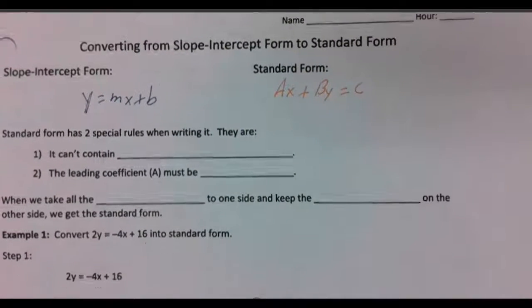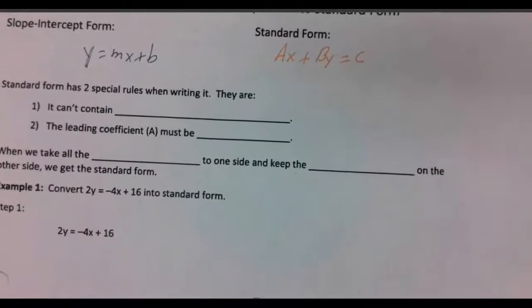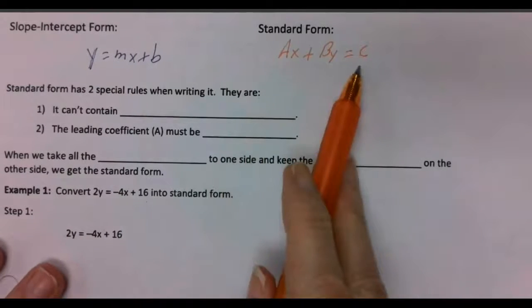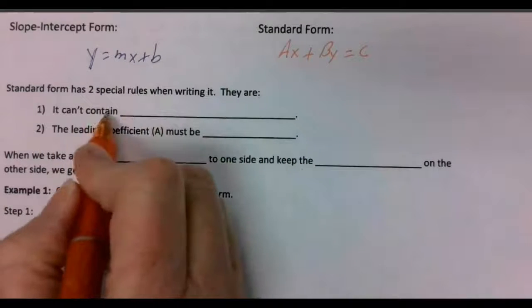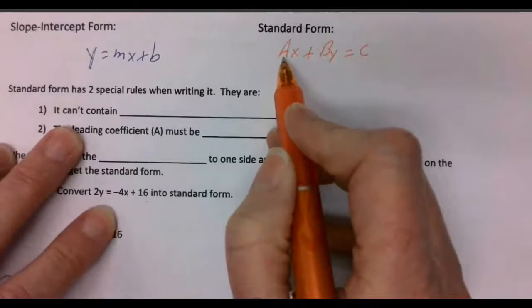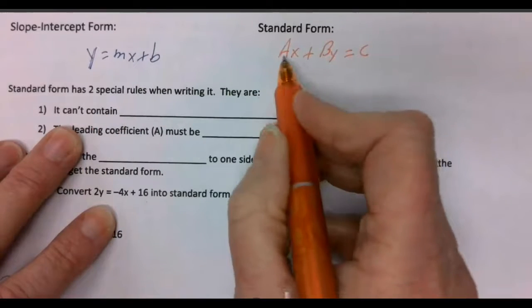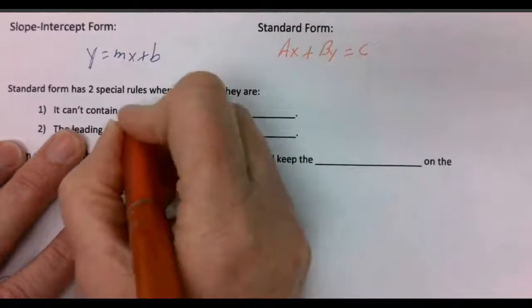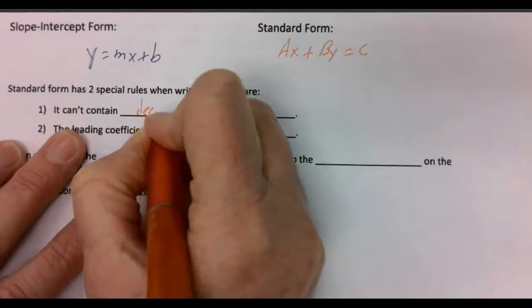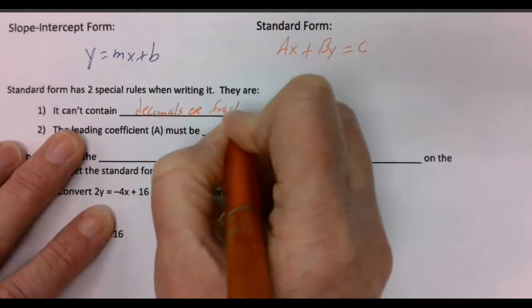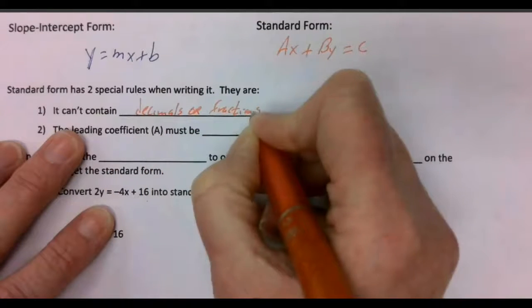Now we're going to talk a little bit about standard form, and I've alluded to this before, as far as what proper standard form is. To be proper standard form, there are two special rules. One of them is that A has to be a whole number, okay? Actually, all of them have to be whole numbers. I misspoke. Can't have any decimals or fractions as coefficients.